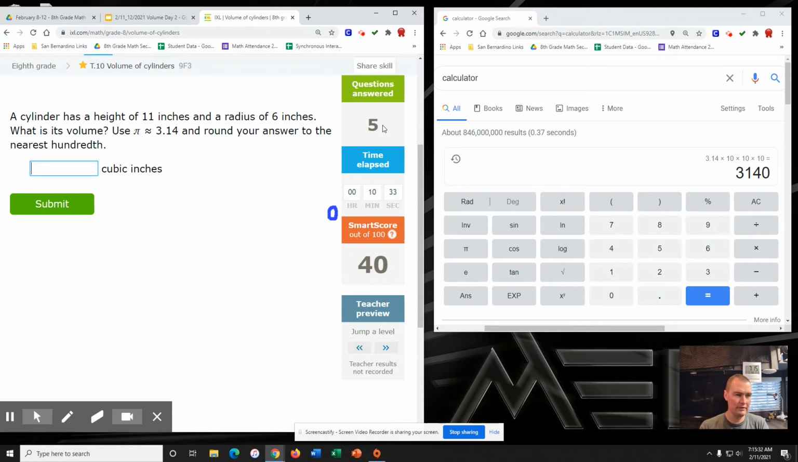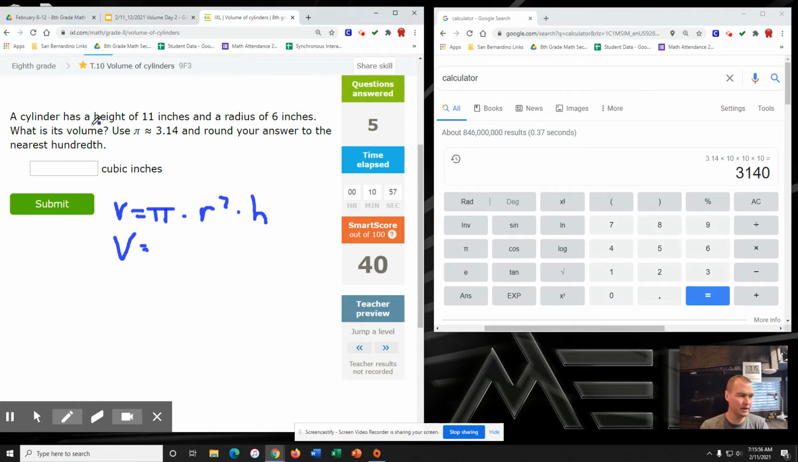Doing really good. I've answered 5 questions. Keep in mind, I did the first question incorrectly, so 4 questions has given me a smart score of 40. So not too bad. We're definitely on the right track, and we're just going to keep plugging away. So we got volume equals pi times r squared times h. And let's go find our missing values.